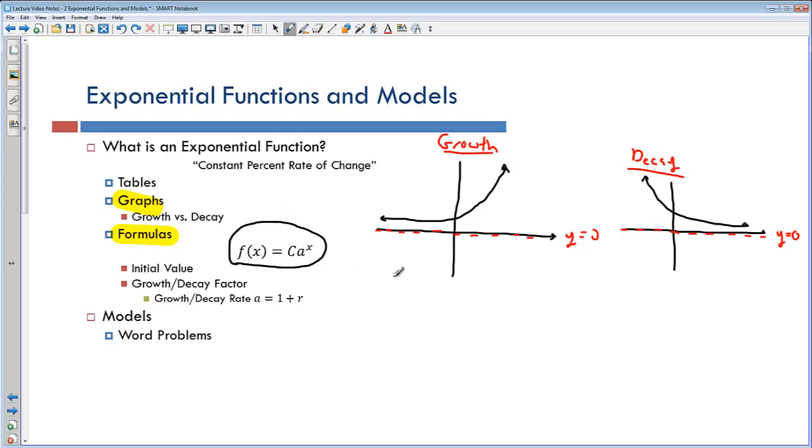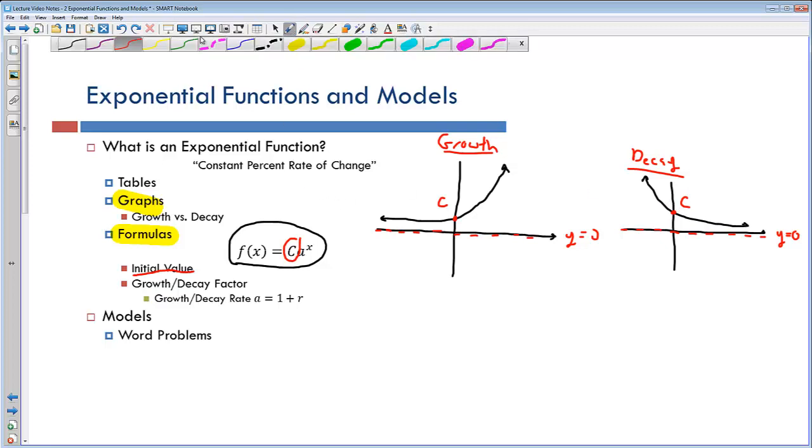And then we can label the pieces here. We have this formula, f of x equals c times a to the x. C is called the initial value. The initial value is what happens when you start at 0. It's basically the y-intercept, so that's the height c, and that's height c. And this a right here is called the growth or decay factor, depending on whether you're growing or decaying. You can use that to figure out whether it's growing or decaying.